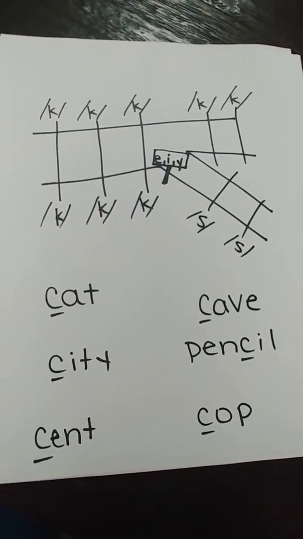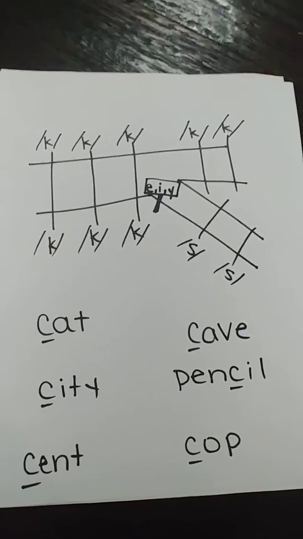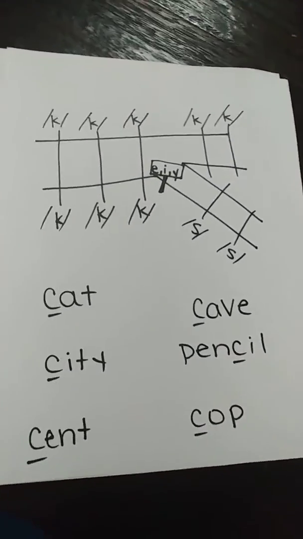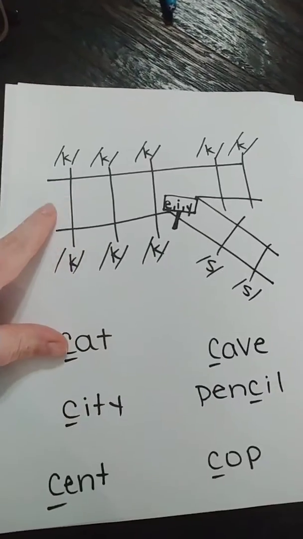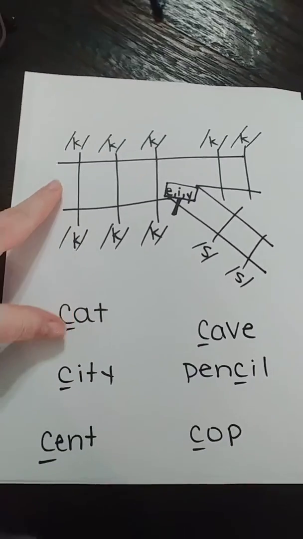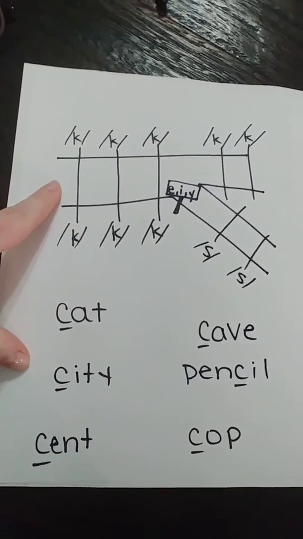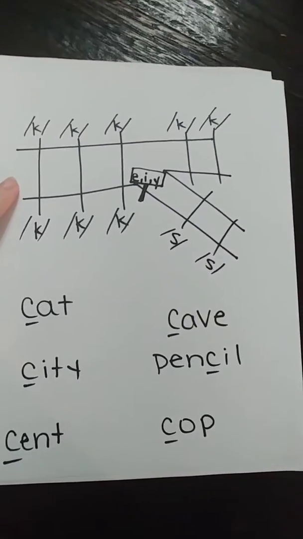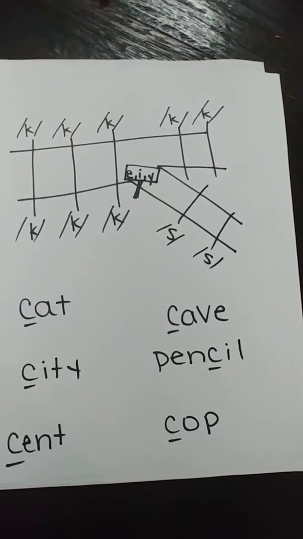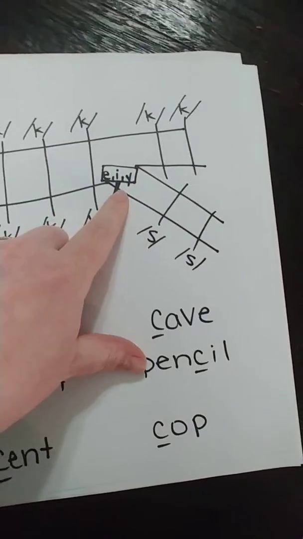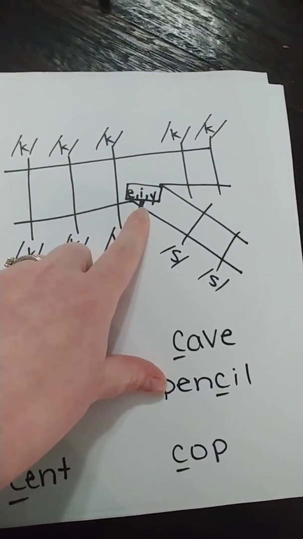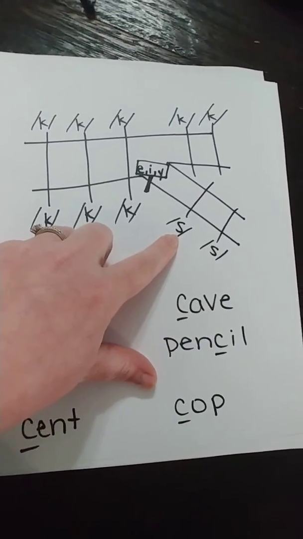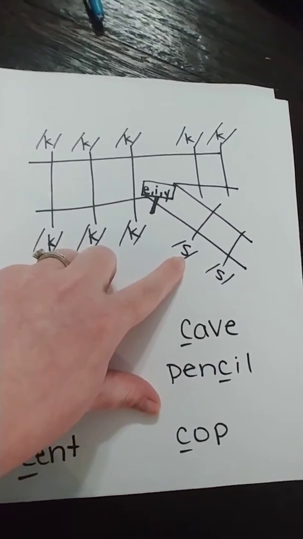We also mentioned that C follows the same rule, and we're going to start using that today. So you see, I've got my C train track set up, and normally our C goes along and it says k, k, k. But most of the time, not all the time, but most of the time, when C runs into E, I, or Y, it switches to the other track, and now it's going to say s, s, s.